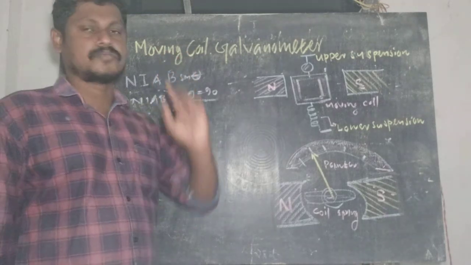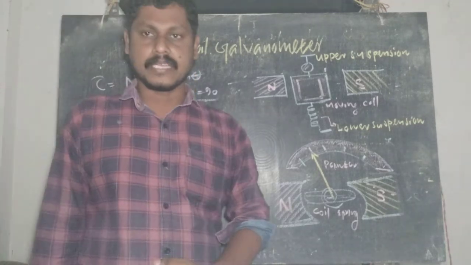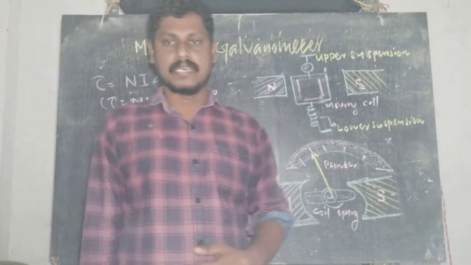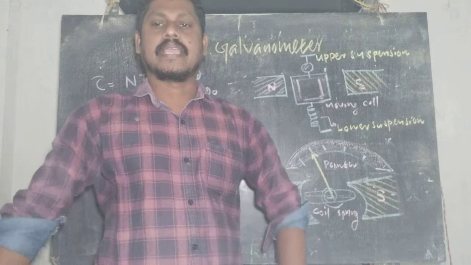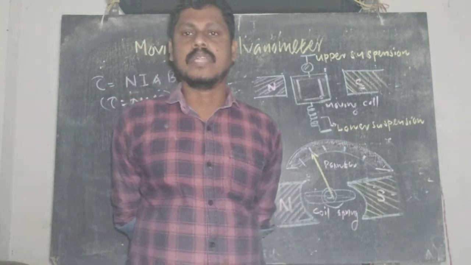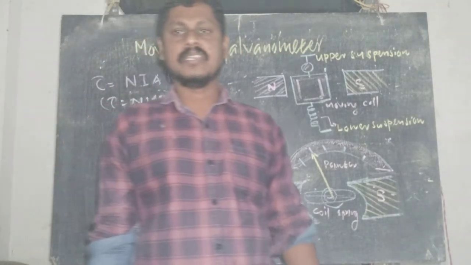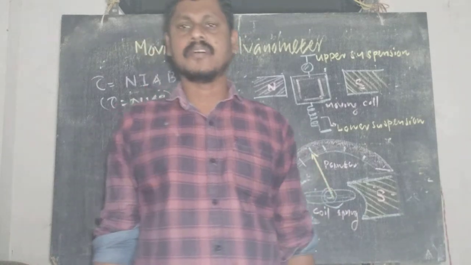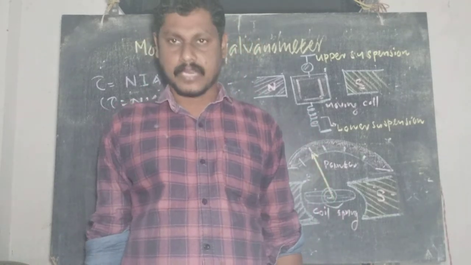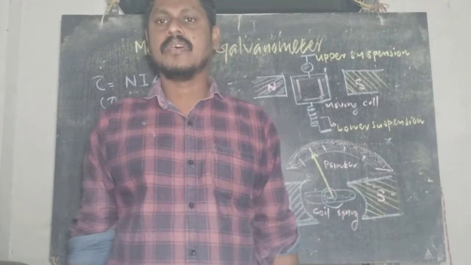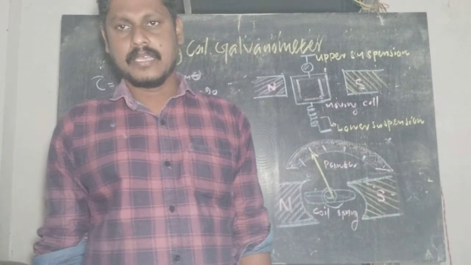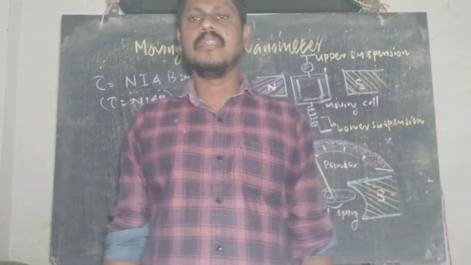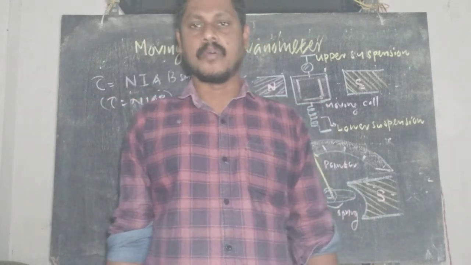In this class we are discussing the moving coil galvanometer, or simply the galvanometer. In lower classes like 10th standard we already learned that a galvanometer is used to determine the direction and the comparison of current flowing through a circuit. We can detect the presence of current in a circuit by using a galvanometer. Today we are discussing the working principle of our moving coil galvanometer.